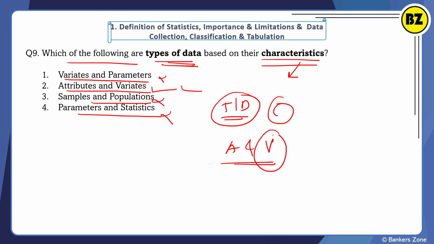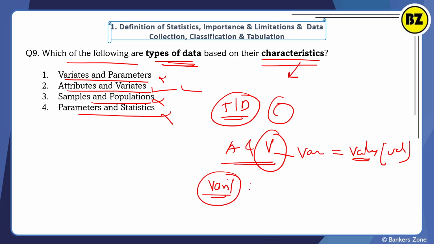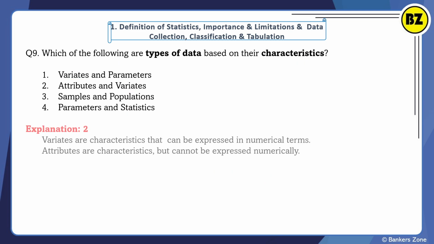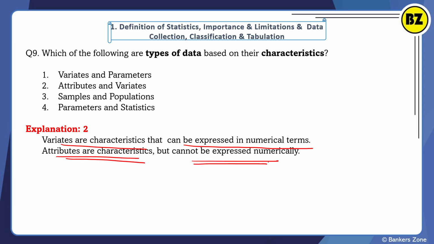So what are variates? Variates are the values of the variables. Remember the variable and the variates. Variates are the numbers, the numerical values. Variate means the numerical value of the variable. Variates are characteristics that can be expressed in numerical terms. Attributes are characteristics, but they cannot be expressed in numerical form. So for question 9, the second option you have to mark.